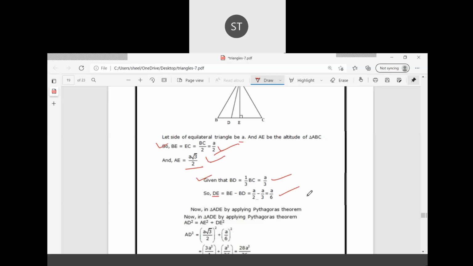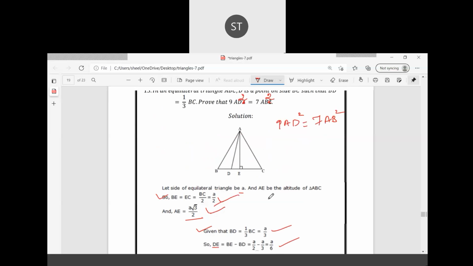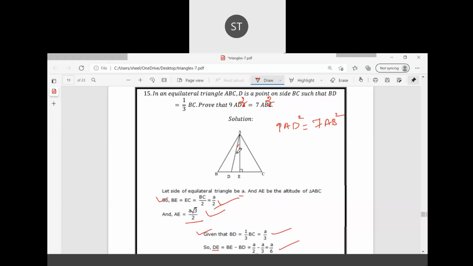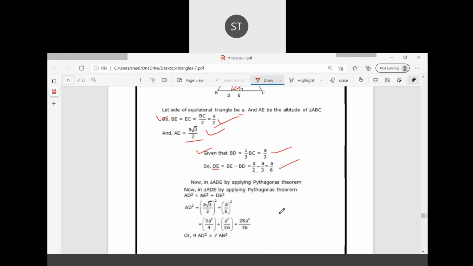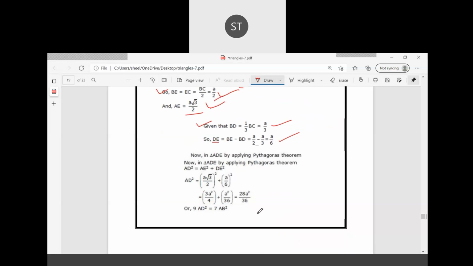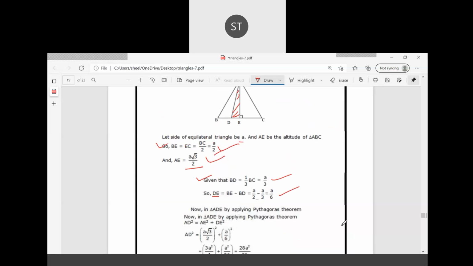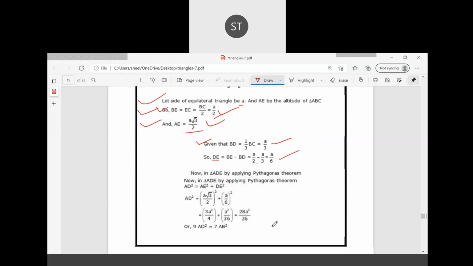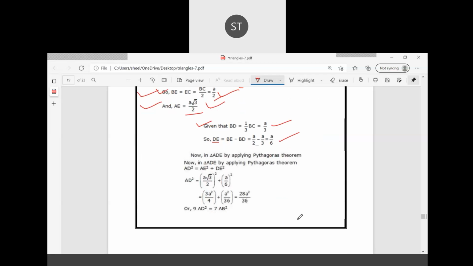Now what we are going to calculate is AD square. In the smaller triangle ADE, because E is 90 degree, AD is the hypotenuse, so AD square equal to AE square plus DE square. Just substituting the values, what answer are we getting? 28A square by 36. After the simplification, it is equal to 9AD square equal to 7AB square only. It is a lengthy question, but we are using all the knowledge we have. That is why this question is reduced this way.